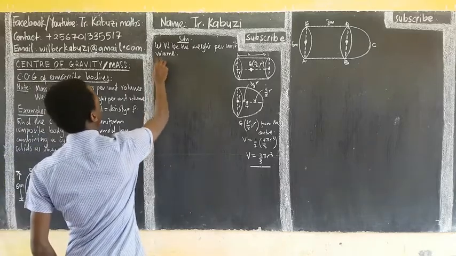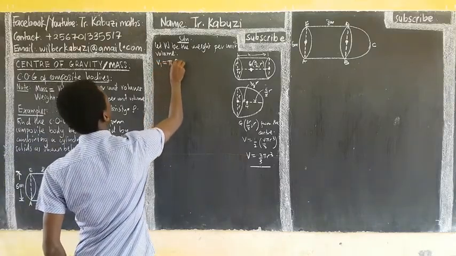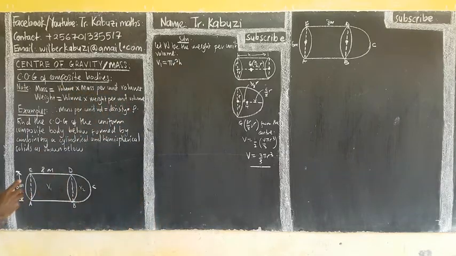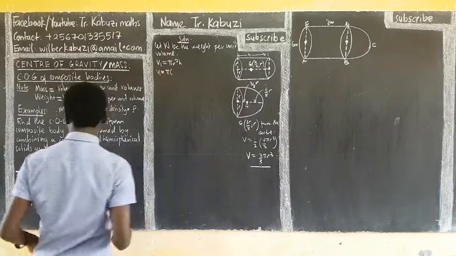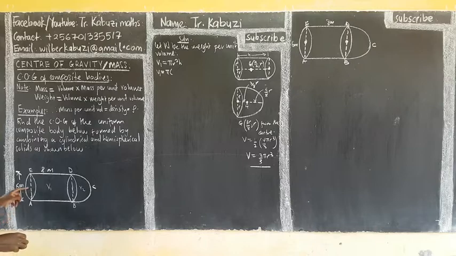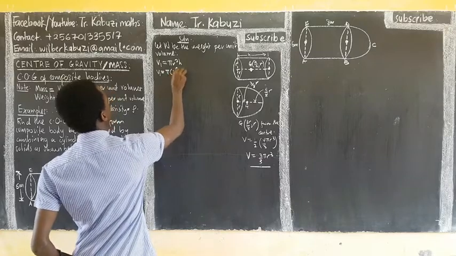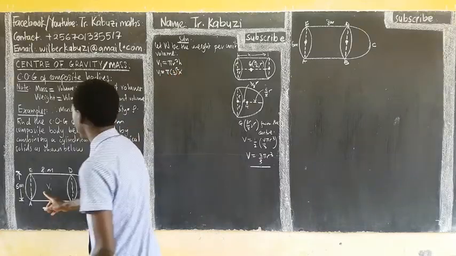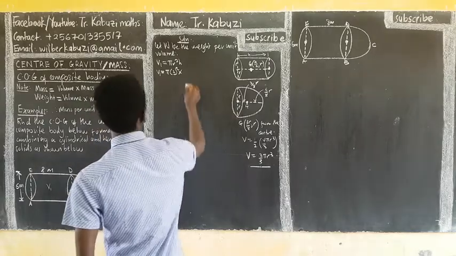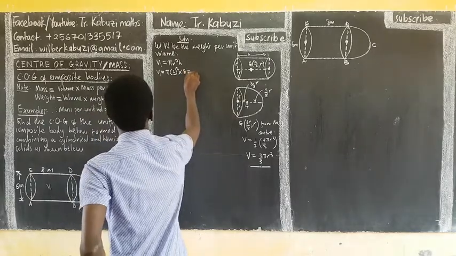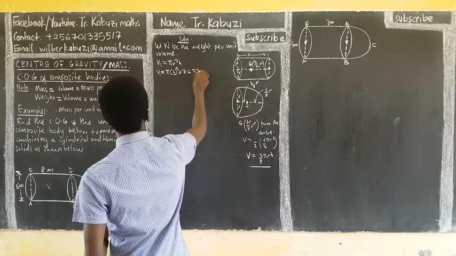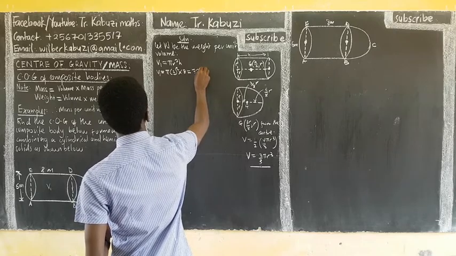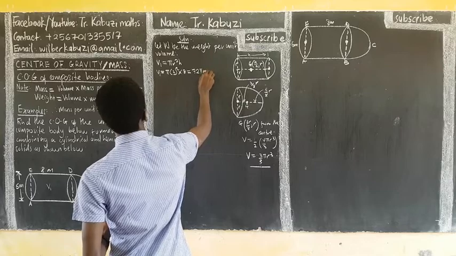Our volume 1 is going to be pi r squared h, because it's the volume of a cylinder. So pi into the radius, which is half of the diameter of 6, so it is going to be 3. So we have 3 squared times the height. The height of the cylinder is 8. This gives us 9 times 8, which is 72 pi meters cubed.